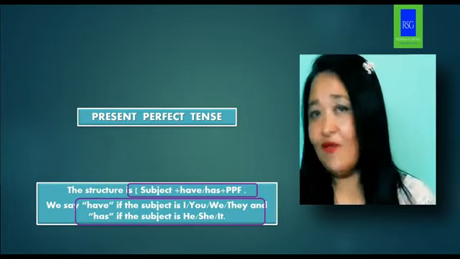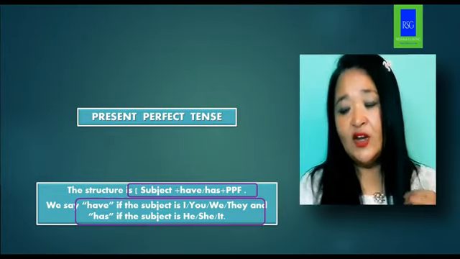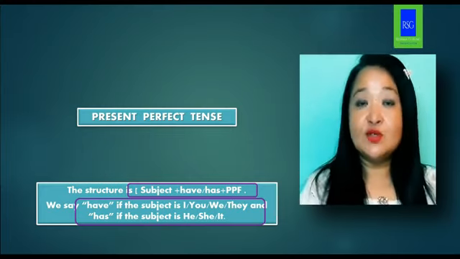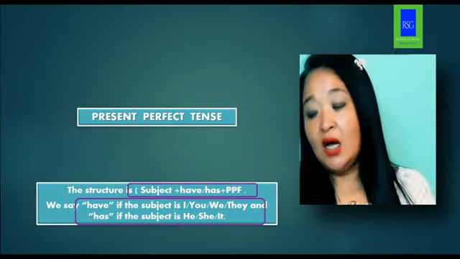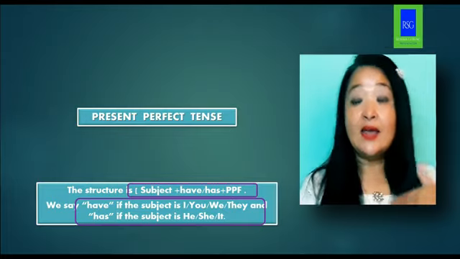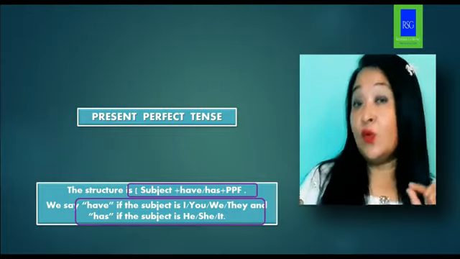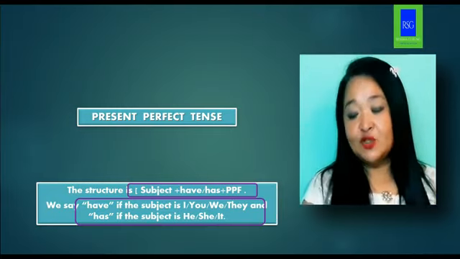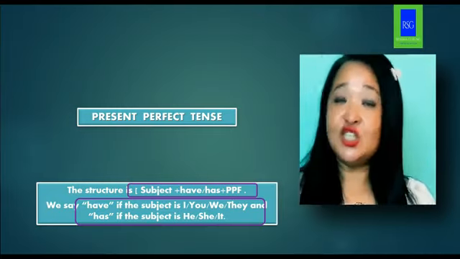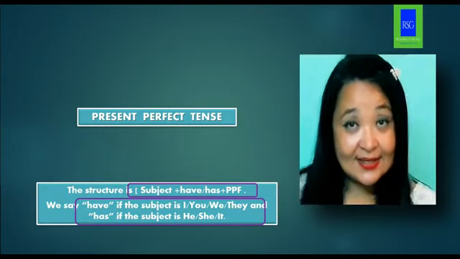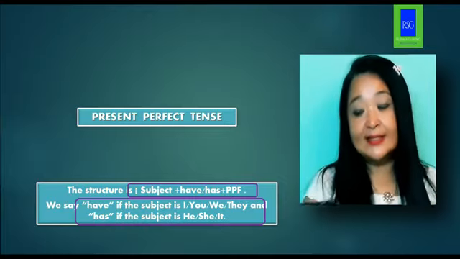Well, okay, before that, when we say have or has, when do we use have? We use have if the subject is I, you, we or they. If the subject is I, you, we or they, then we will use have, H-A-V-E. And if the subject is he, she or it, then we will use has, H-A-S. Okay, let's see the sentence examples.